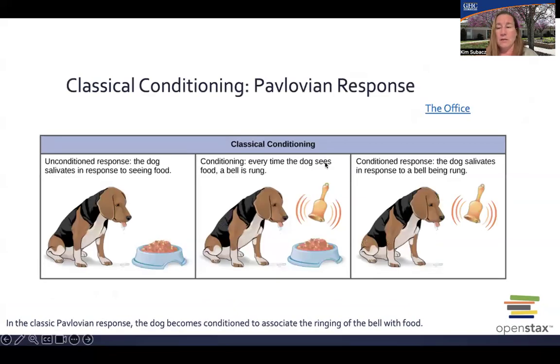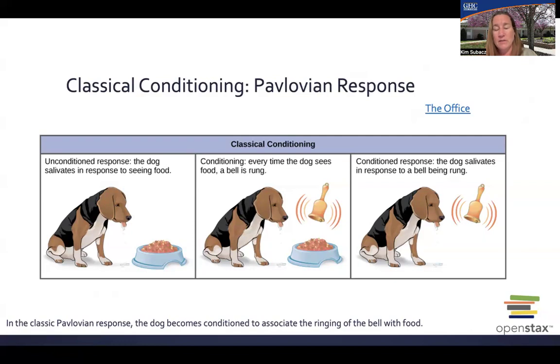Then we got our classical conditioning, Pavlov's dog. So the story goes that Pavlov would feed his dog, and every time he fed his dog, he would ring a bell. And I don't know if your dog does this, my dog definitely does this, but when she's hungry, she drools. Same with Pavlov's dog. Pavlov's dog would drool in preparation for that tasty, delicious meal.